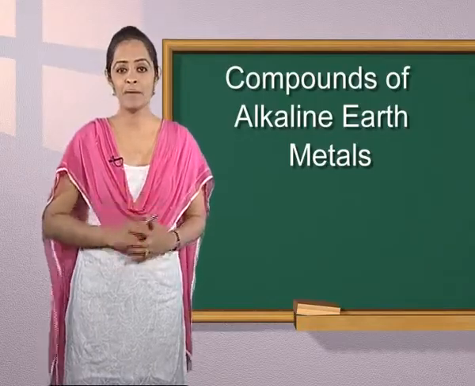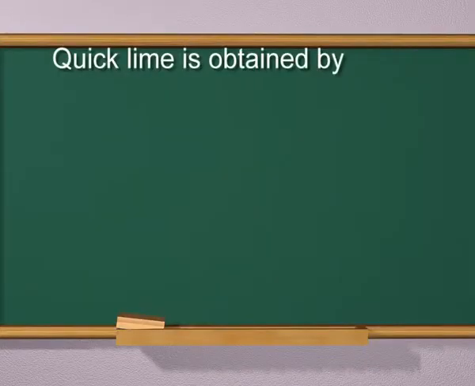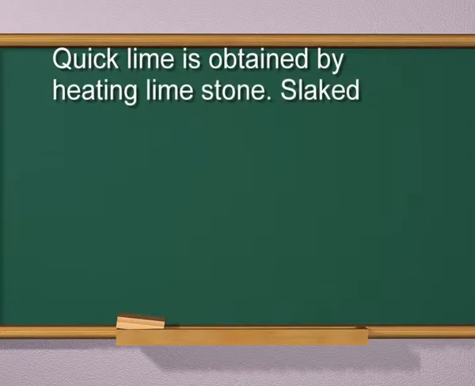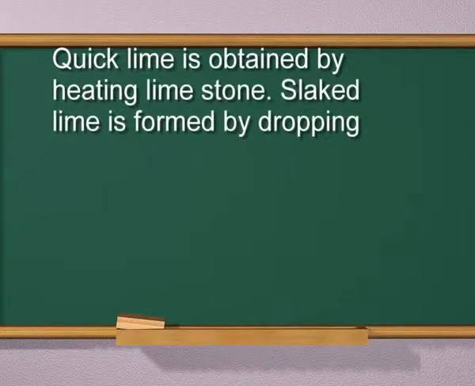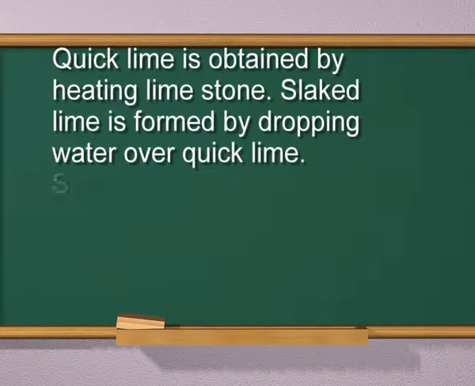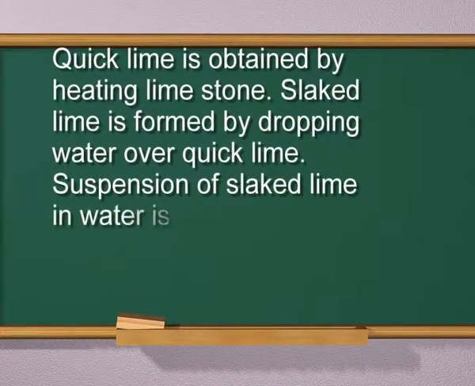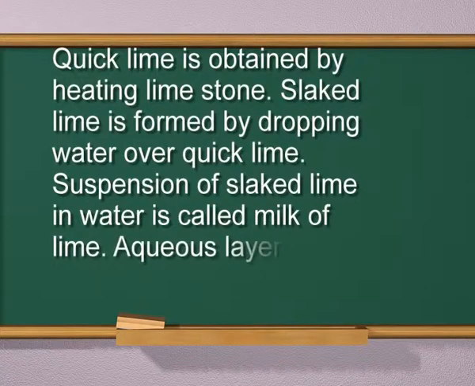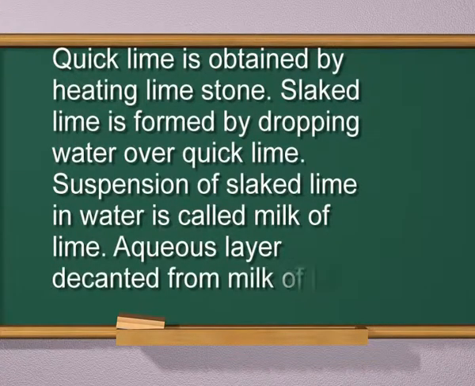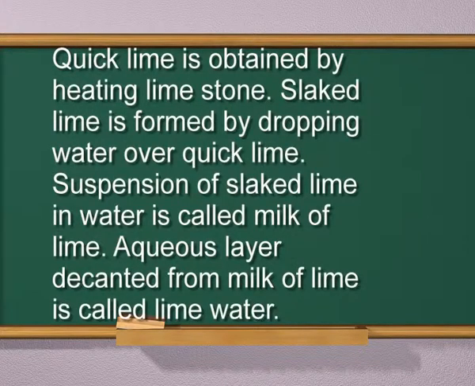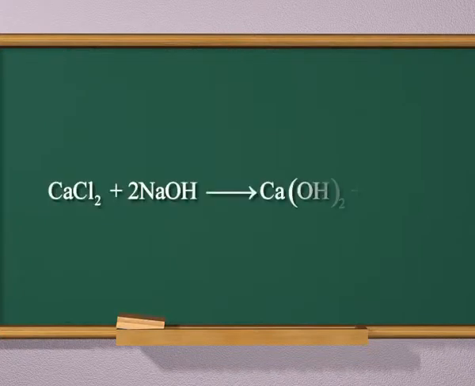Children, remember that quicklime is obtained by heating limestone. Slaked lime is formed by dropping water over quicklime. Suspension of slaked lime in water is called milk of lime. Aqueous layer decanted from milk of lime is called lime water. Slaked lime is also formed by heating together calcium chloride and caustic soda. Sodium chloride is also formed in the reaction.